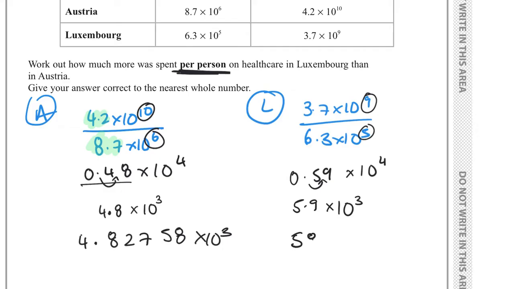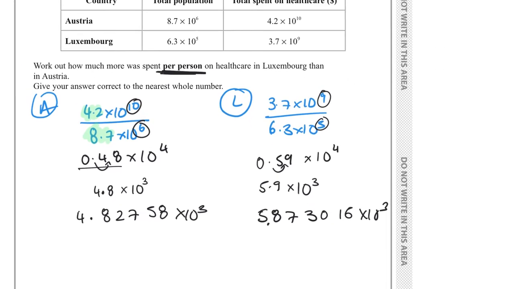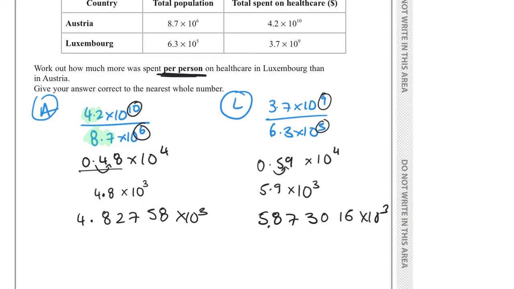It's going to be 5.873, 1, 2, 3, 4, 5, 1, 2, 3, 0, 1, 6. Okay, times 10 to the 3. Now we're going to take them away from each other. So this is technically as well 4,827.58. And this is 5,873.02. Okay? Take them away.